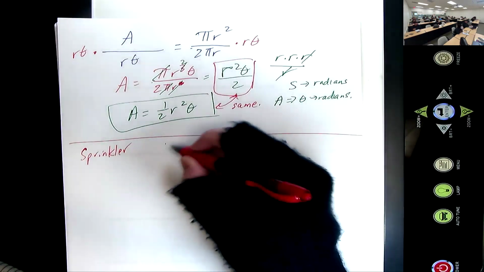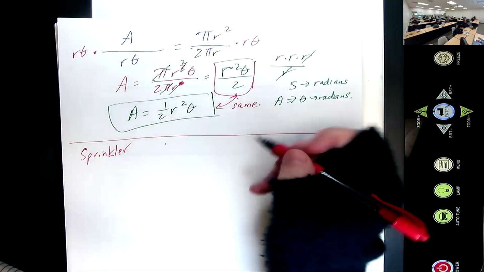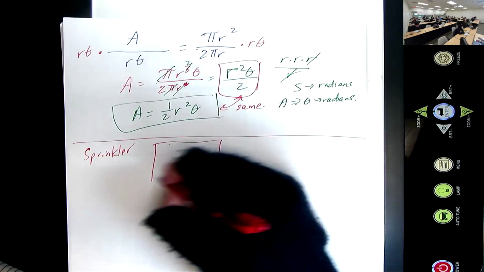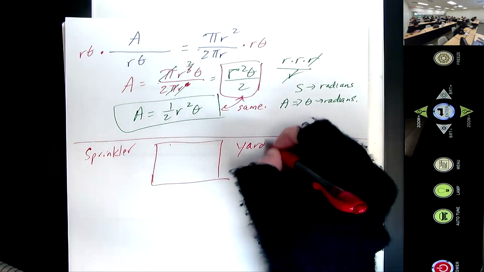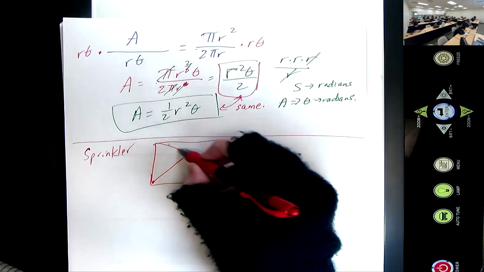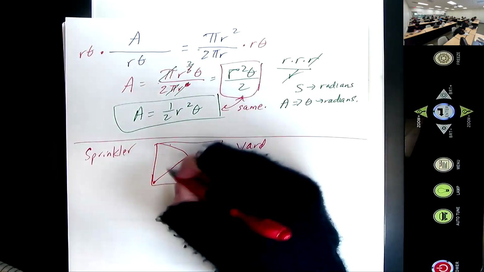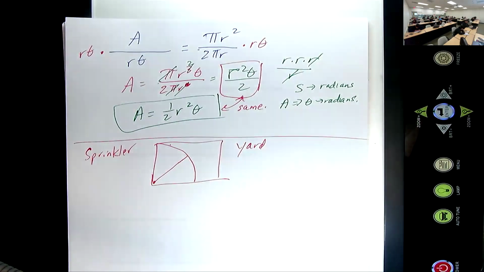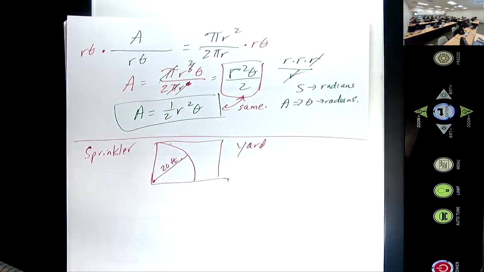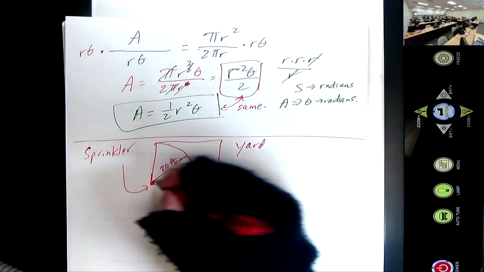So a sprinkler, let's say it's a much larger square. We'll do your front yard. This is your yard. Sprinkler in the corner and it shoots out a radius. Let's say it covers that much. I don't know how big my yard is, let's say that's about 20 feet. And the sprinkler is right here in this corner.